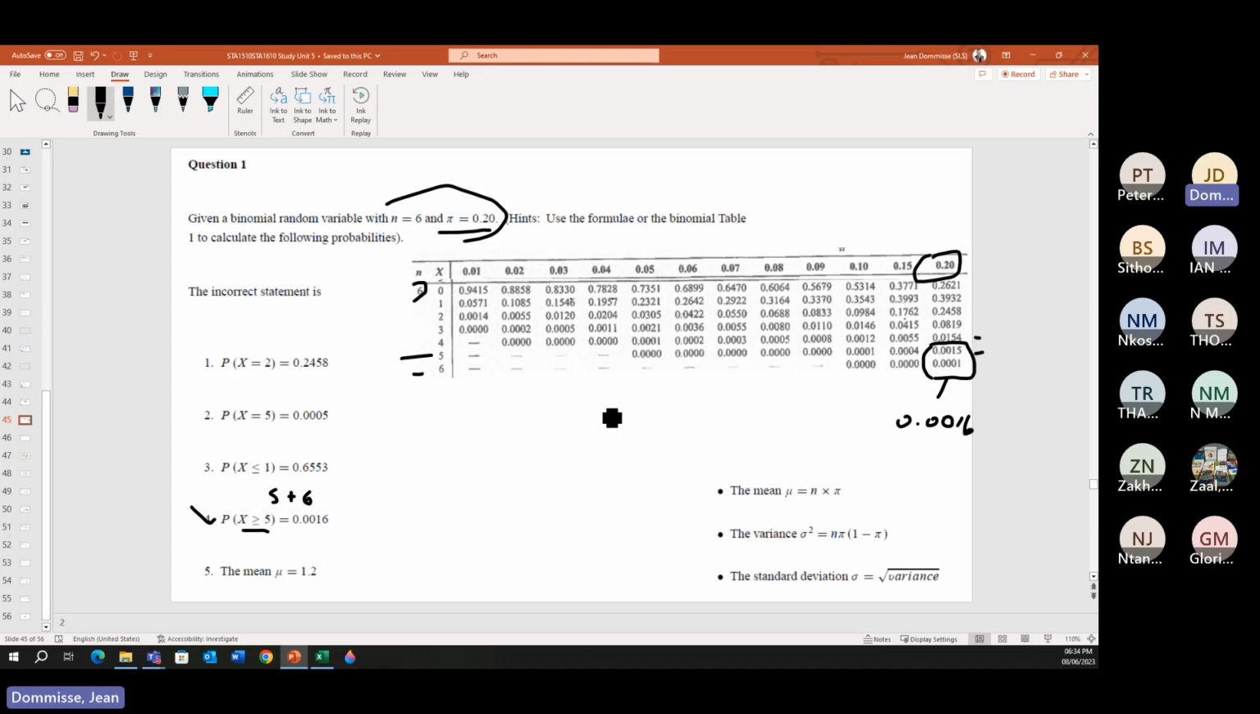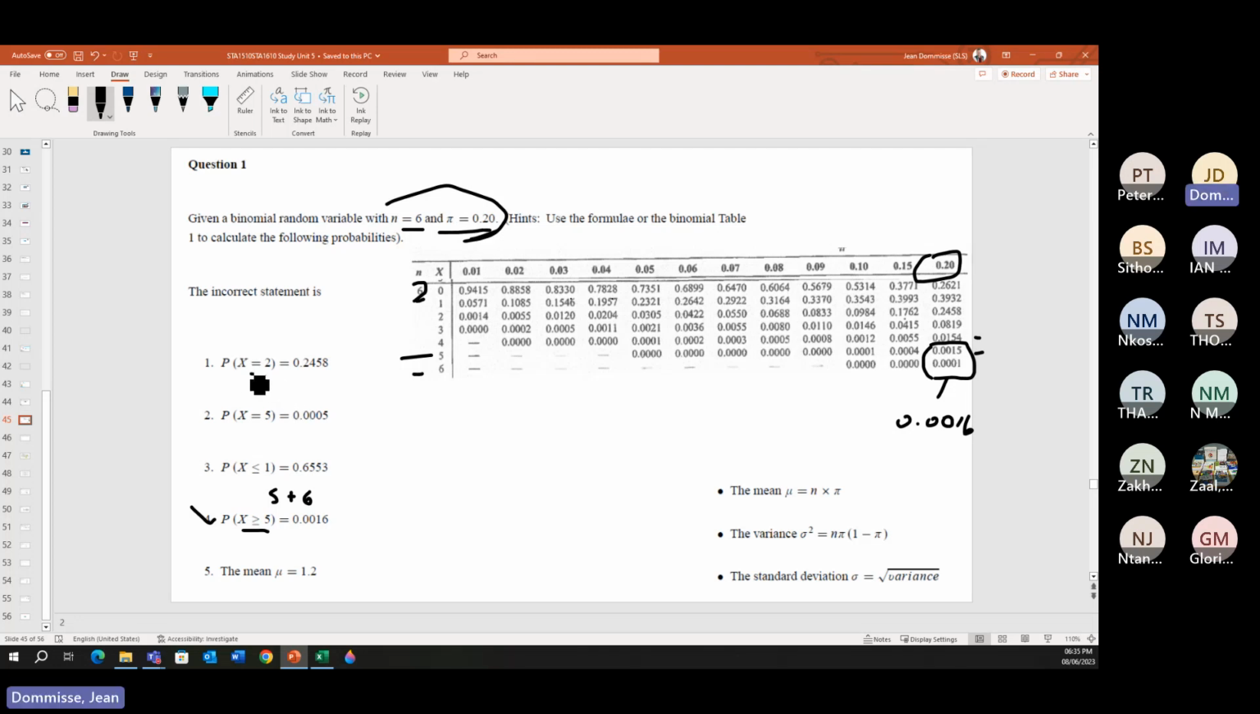Okay, let's just look at the other ones as well so that I can pinpoint it for you. We're still working with this table where n is 6. They need to give us the n. They need to give us the pi.